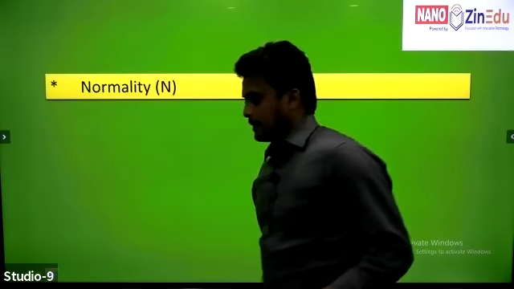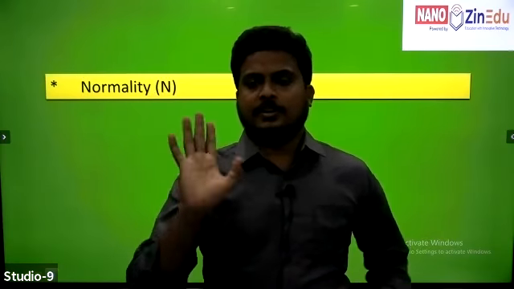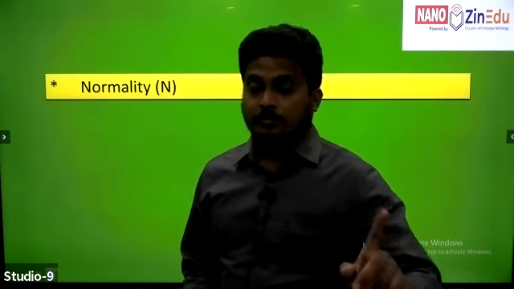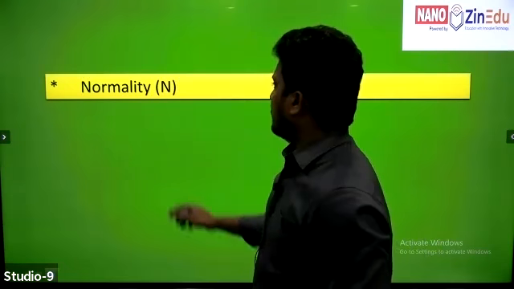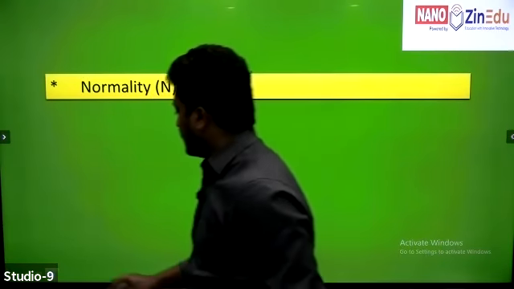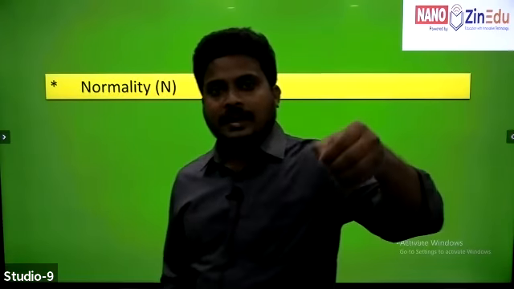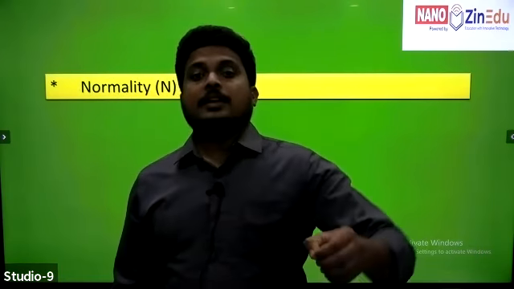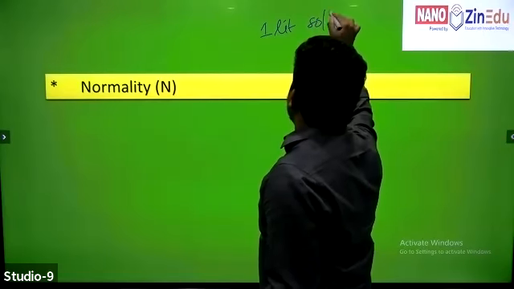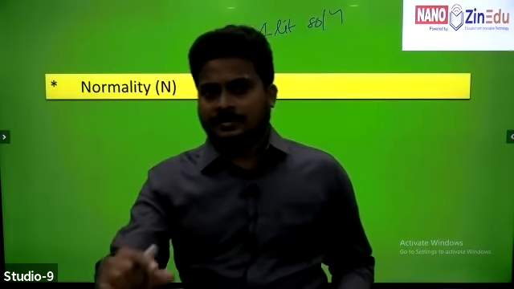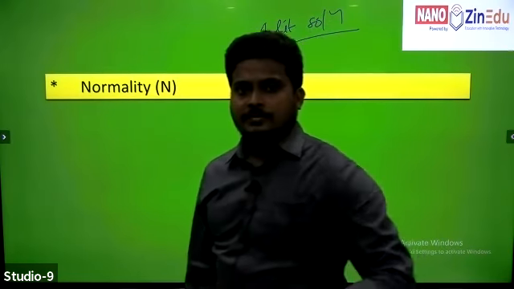Next, normality. See, what is molality? Number of moles present in 1 kilogram of solvent. What about molarity? Number of moles present in 1 liter of solution. Now, coming to normality. Generally, normality is denoted with capital N. Number of equivalents of solute present in 1 liter of solution. For example, 5 gram equivalents of solute dissolved in 1 liter of solution, 5 is the normality of solution.